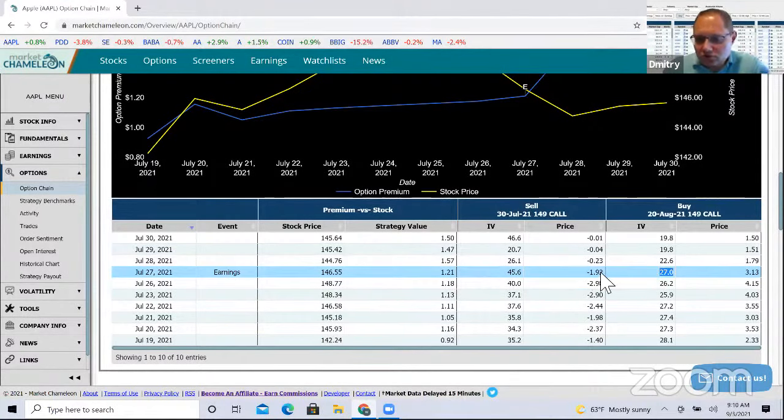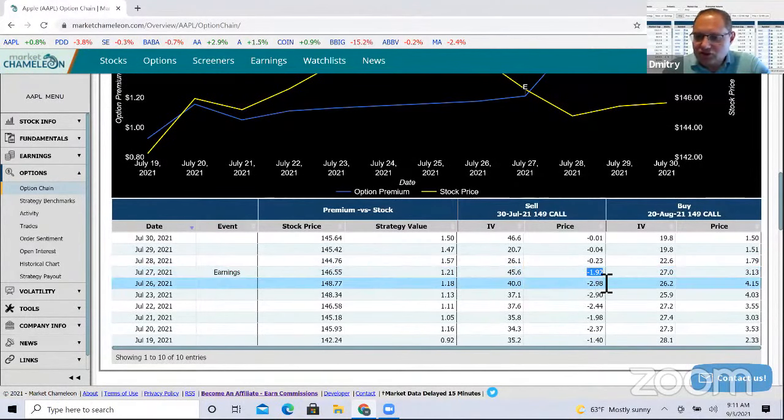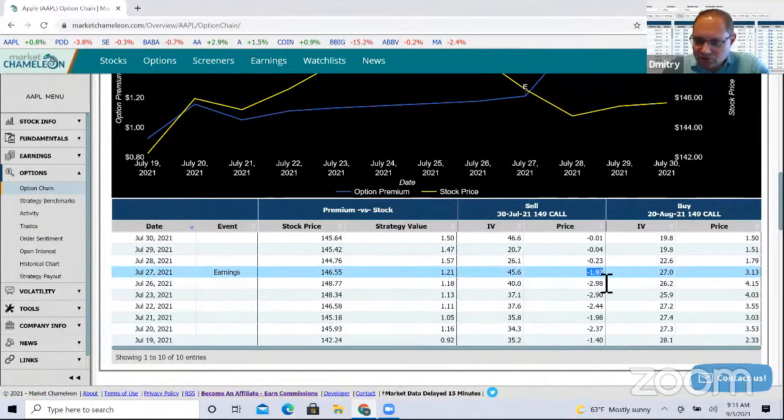So the new value at the end of the day, if we sold this, selling it for $1.92. Why did this call go down? Obviously, because the stock went down, right? This was worth $1.92 mid-market. This one was $3.13. So that strategy went up a little bit, from $1.18 to $1.21.